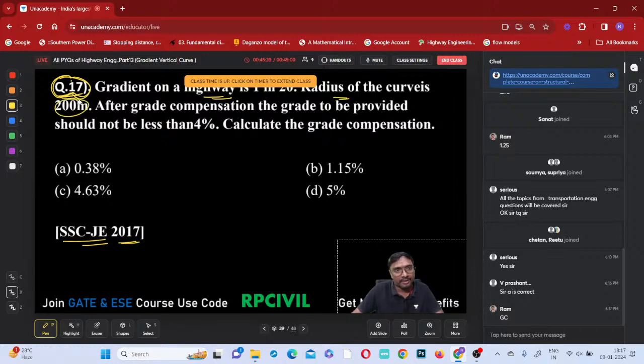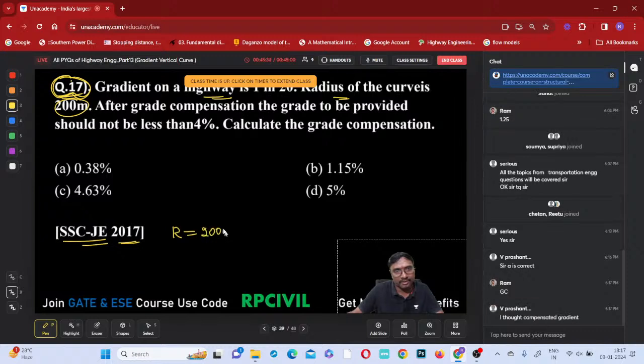Curve is 200 meters, right? What is the radius of this curve? You can say the radius of this curve is 200 meters. After grade compensation, the grade to be provided should not be lesser than 4%. Calculate the grade compensation. You are asked to identify which one is grade compensation. How can you calculate the grade compensation?